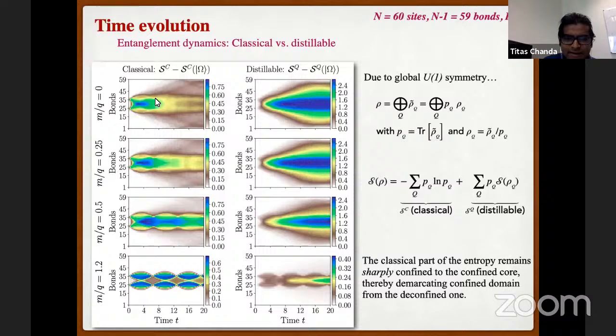And if we see its pattern, while distillable entanglement entropy, at least for smaller masses, mimics the pattern of total entropy, the classical entropy leaves a very strong footprint in the confined domain, and it sharply demarcates between the confined domain and the deconfined region. Okay, so this type of signature is already a very strong signature of confining dynamics. It can also be used in experiments.